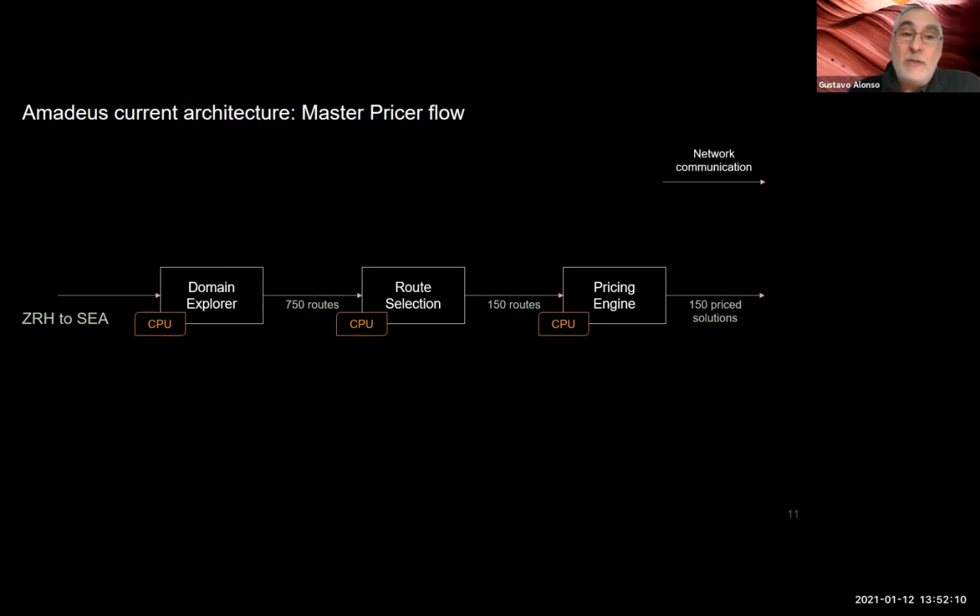When it says CPU, it means that each one of those boxes is run on a normal computer running on CPUs, but it doesn't mean that it runs on a single one. Each one of those components, the domain explorer, will be several hundred computers. The route selection is also a few hundred. The pricing engine is actually a very complicated structure also with several hundred computers. So this is a very complex system.